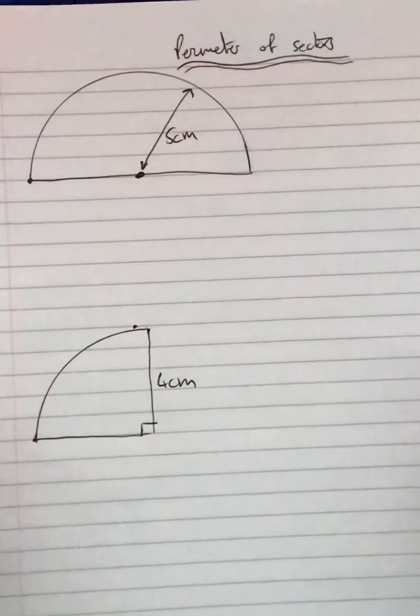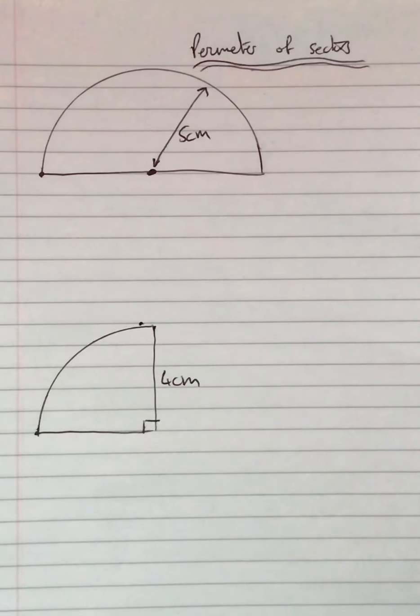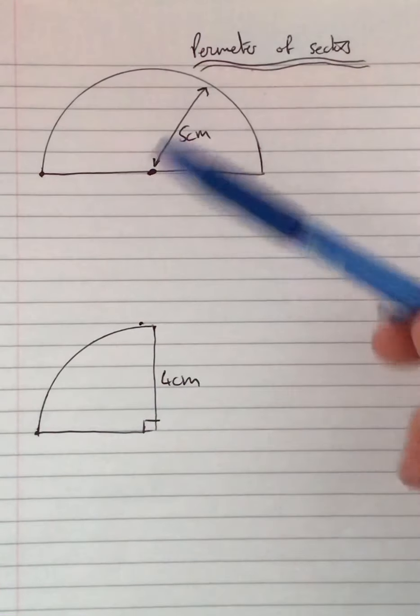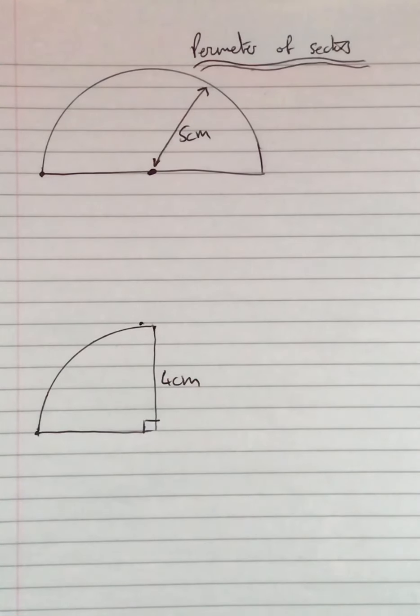Okay guys, so in the previous two lessons we've looked at how to find the circumference of a circle, which is the special word for perimeter of a circle. We've also looked at the area of a circle. Now when we looked at the circumference of a circle, we also touched on arc length. So that's where you get part of a circle, so either a semicircle here or a quarter of a circle here, and you have to work out the length of this curved part.